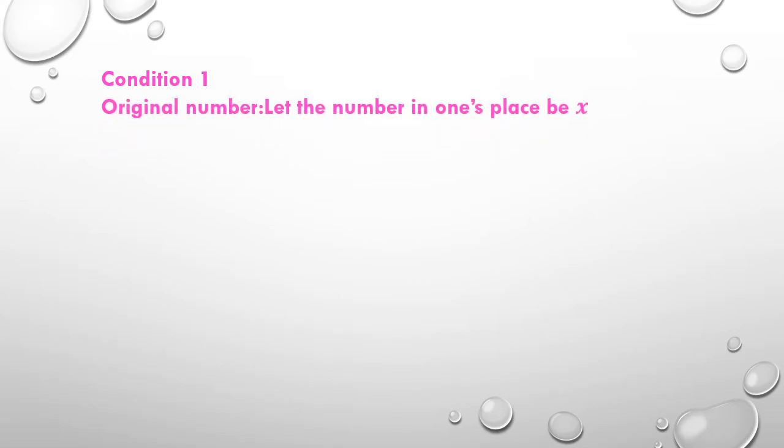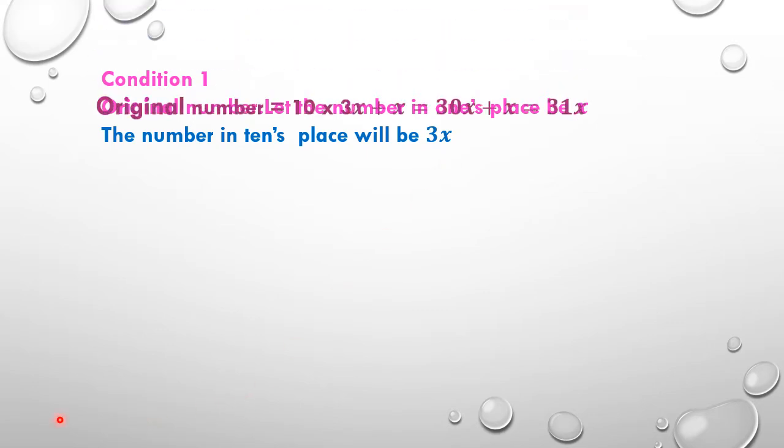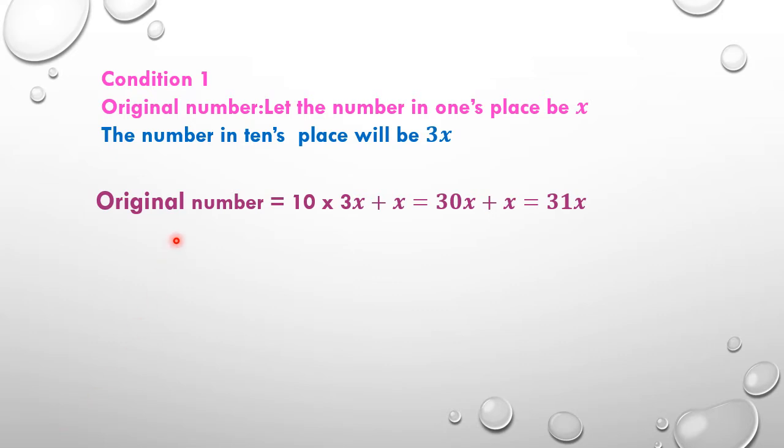So the first condition, your steps start now. Condition 1. Original number. Let the number in ones place be x. This is your first step which you have to write. The number in tens place will be 3x. As you had seen previously, in ones place I had a circle with x, and in tens place I had a circle with 3x. So what is the original number? The original number will be 10 into 3x plus x.